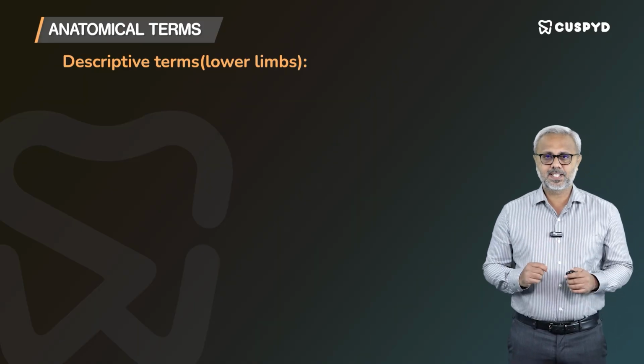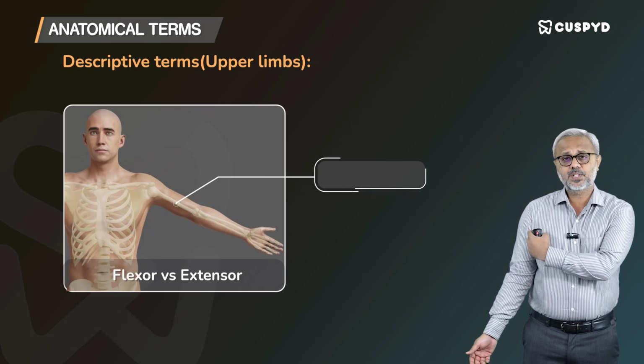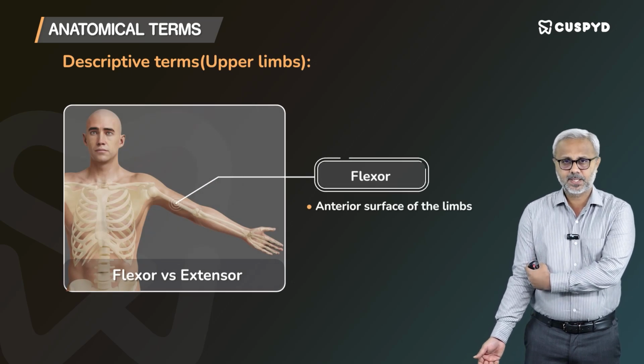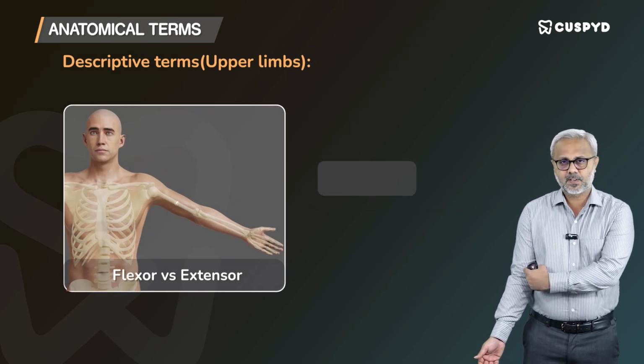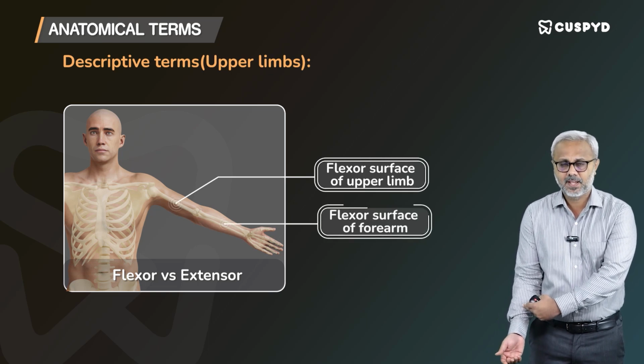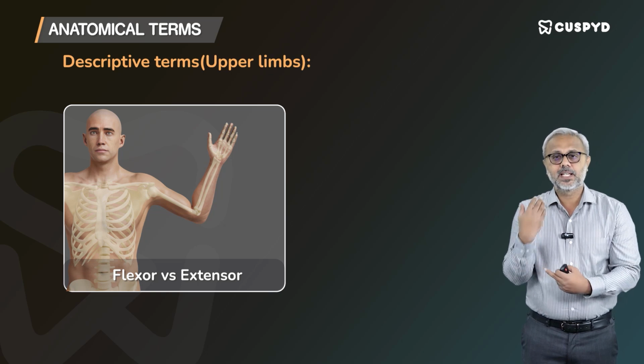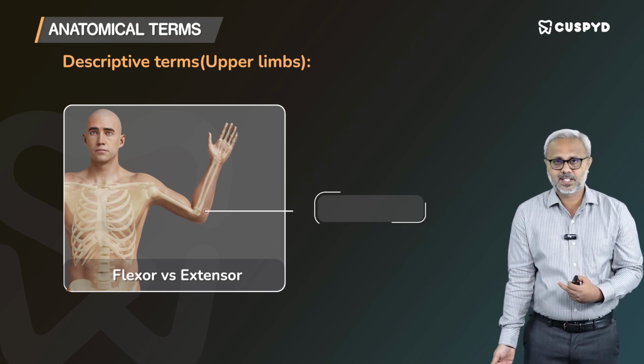We use the term flexor and extensor. What do we mean by flexor? Flexor refers to the anterior surface of the limbs, right? So this is the flexor surface of the upper limb. This is the flexor surface of the forearm, right? The opposite side, which is towards the back, okay? The back is called the extensor surface.